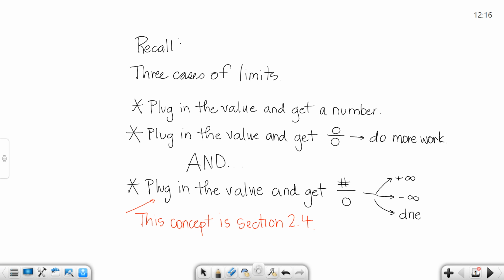And then you have our last case, and that's to plug in the value and get a number over 0. If you get a number over 0, that means it's either going to be infinity, negative infinity, or does not exist. And that also has to deal with the vertical asymptote.